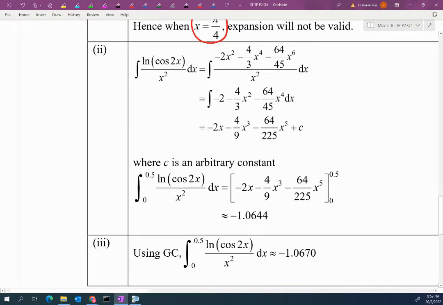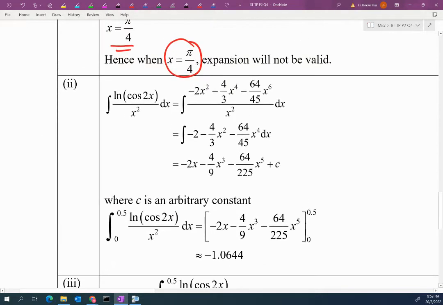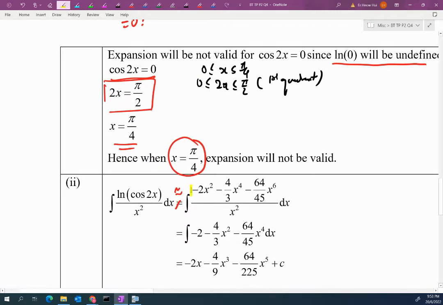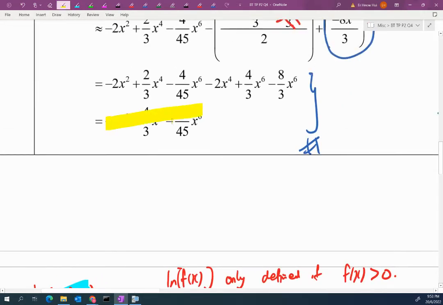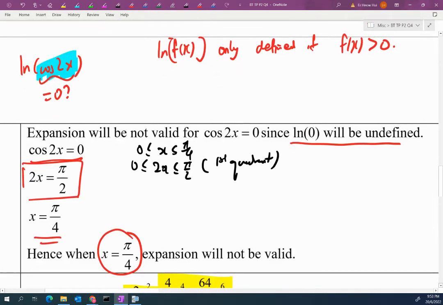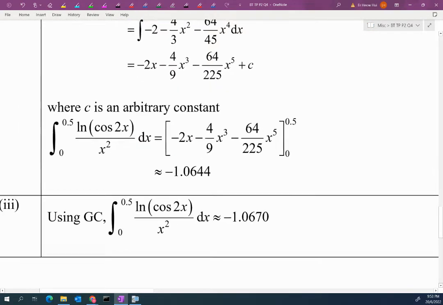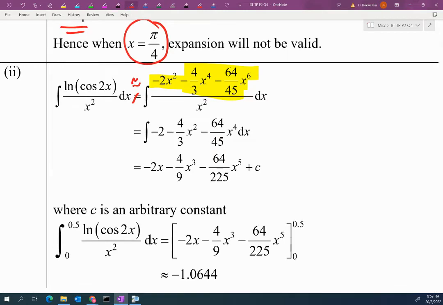So what we do is to replace. This should be approximately the expansion for ln cosine 2x, with what we had earlier on. So this expression came with this. And then when you divide it by x squared, this is the resulting integrand that you have. Okay, and then you integrate it, and you get this particular expression.